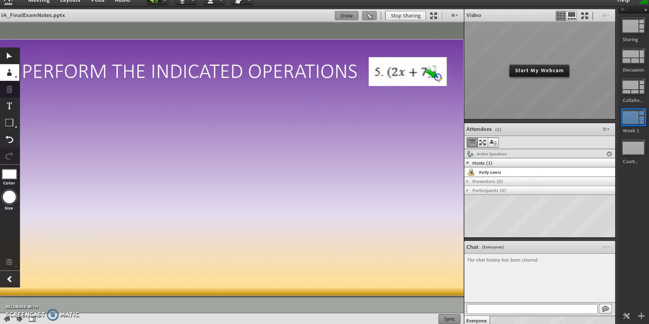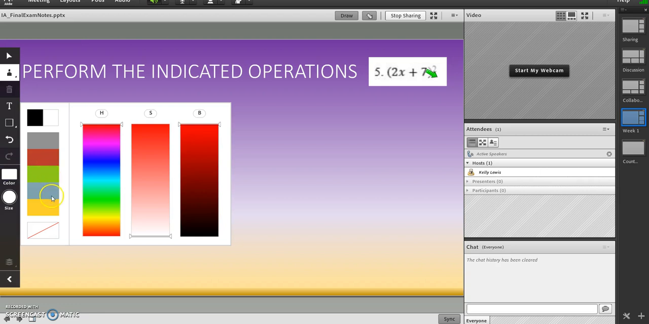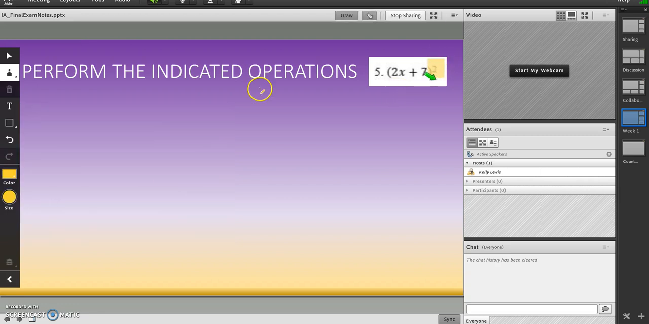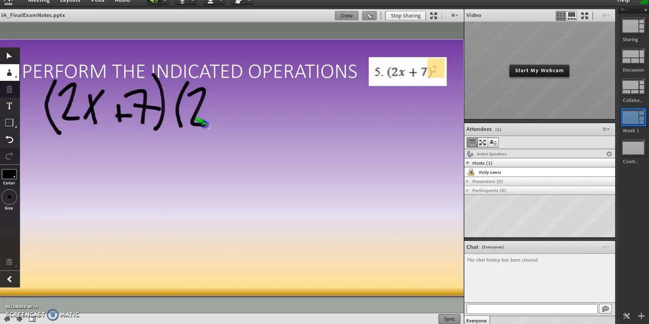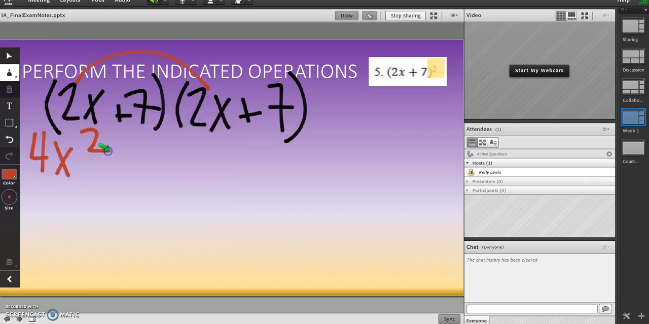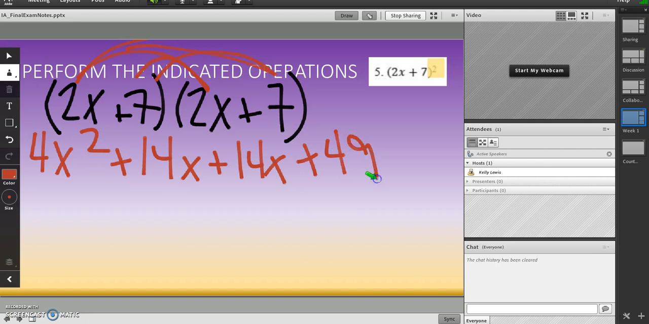Okay, this guy right here, oh, we can see it. That 2 right there means write it twice. Okay, so we have 2x plus 7 times 2x plus 7. And then we need to FOIL it. Okay, we're going to do 2x times 2x. That's 4x squared. 2x times 7, so 14x. 7 times 2x, 14x. 7 times 7, 49.